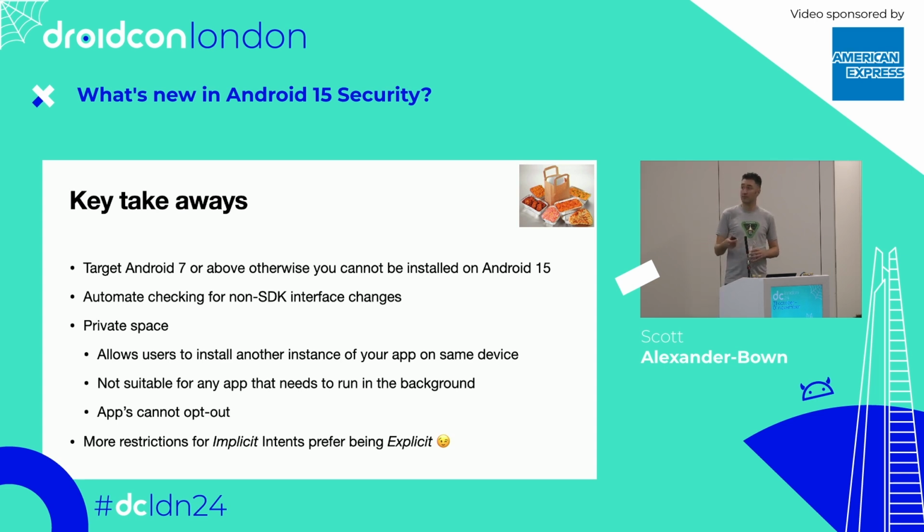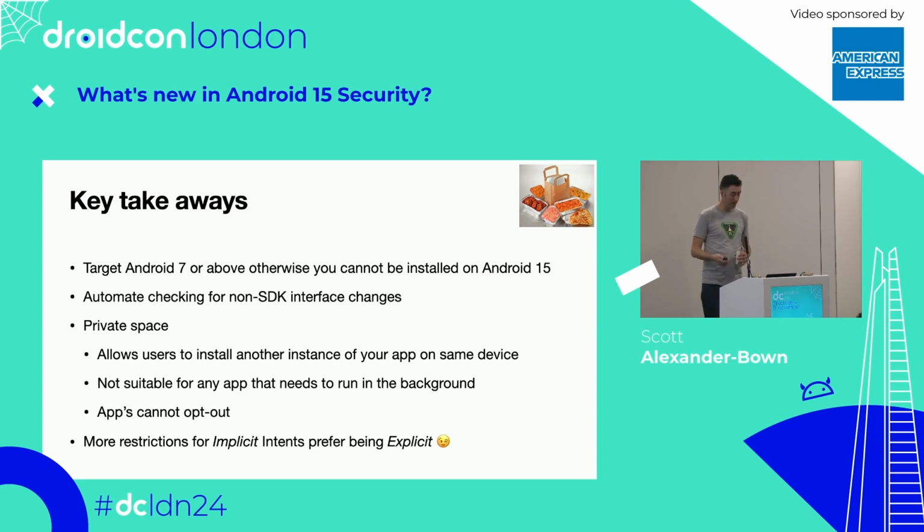Look at automating the checking for non-SDK interfaces. There's a bunch of options where you can flag them up. But I think that static analysis tool sounds really promising, and it's the kind of thing that once it's set up, you don't need to think about until new versions of Android, and any problems that come up get flagged.